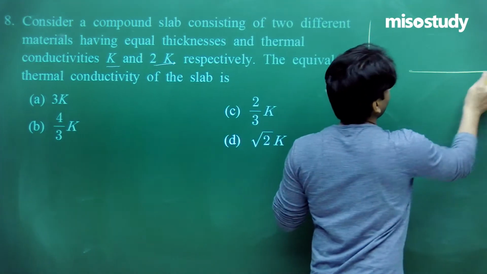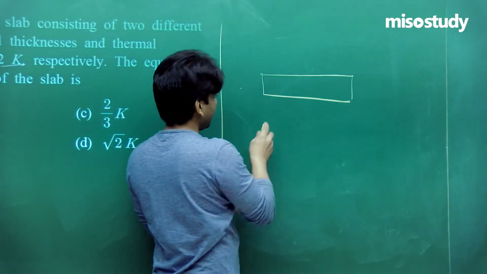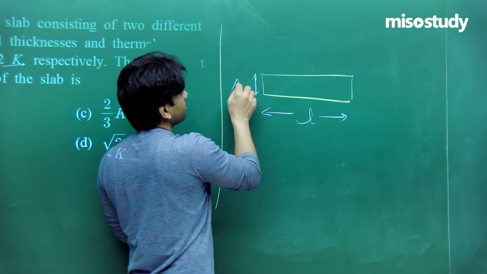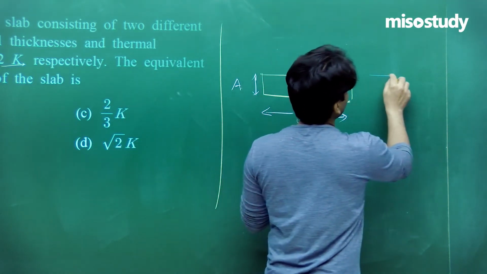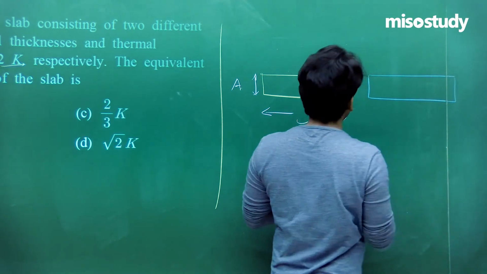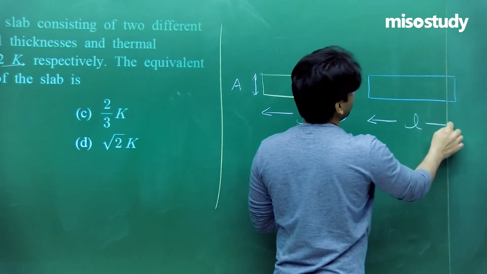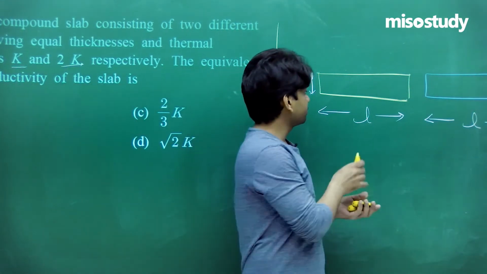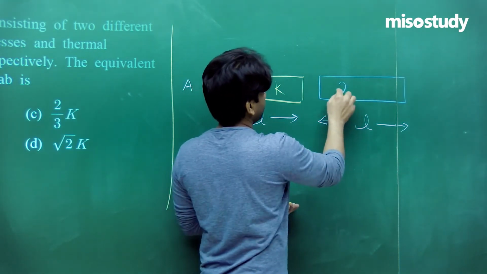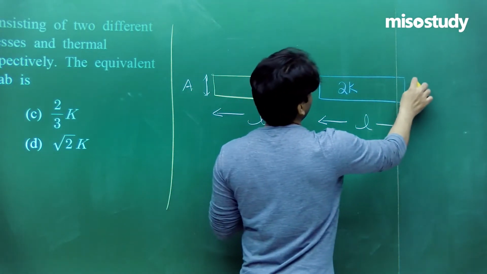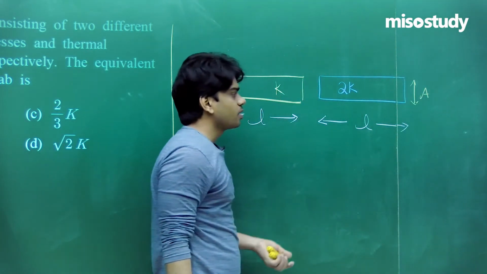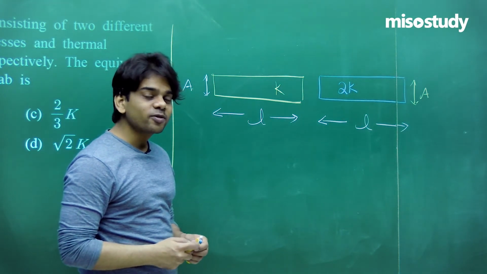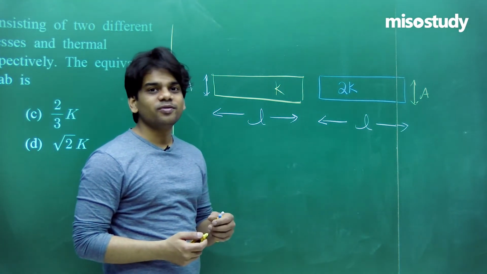Two slabs are provided, one with length L. The thickness is the same, so let's say the area of cross section is A. Another rod is also present of the same length, but the conductivity is different. The first rod has conductivity K and the second one has 2K, and they have the same dimensions. When they are combined and made to join in series, we all know that in case of series combination, the heat resistance will be added up.